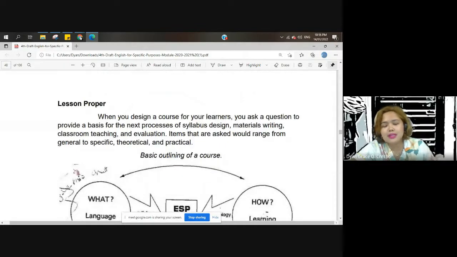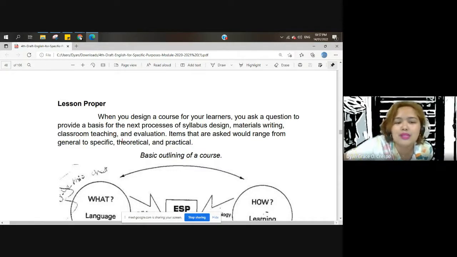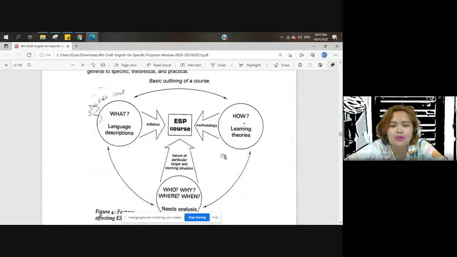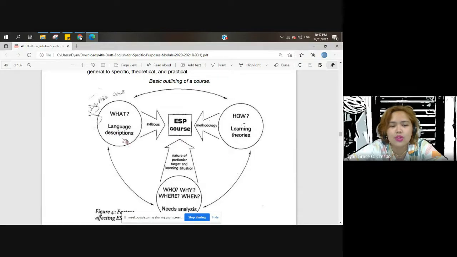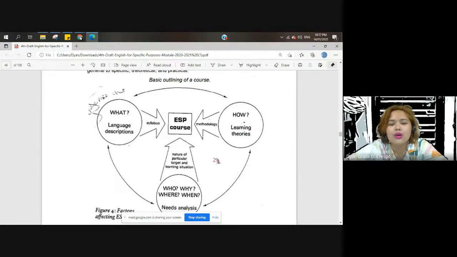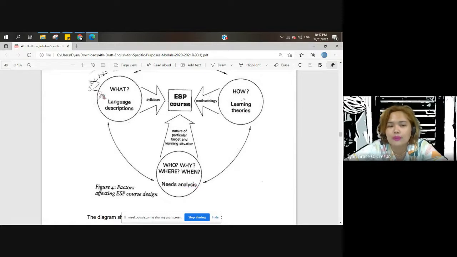Now, this is the basic outlining of a course. Okay, so sa isang ESP, when you design a course for your learners, you ask questions to provide a basis for the next process of syllabus design, materials writing, classroom teaching, and evaluation. So ito yun. So this is how you make an ESP course. So you answer these different questions. What, how, who, why, where, and when. Now, what answers the question of the language descriptions? It is the syllabus. Ano yung ituturo mo sa kanila? Ano yung kailangan mo sa kanila? So definitely, you will make a syllabus.